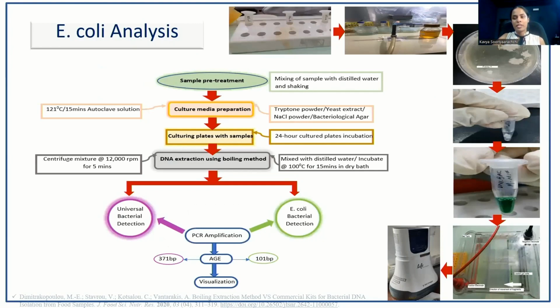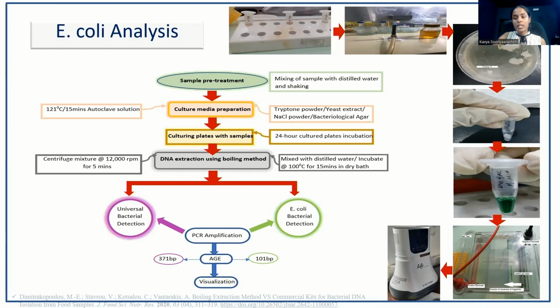When moving on to the E. coli analysis part, it was carried out by first the sample pre-treatment, after which samples were stored at -20 degrees until later use. Then the LB agar culture media was prepared, poured into petri dishes, and allowed to settle and cool. After this, equal amounts of the pre-treated samples were cultured in these separately prepared petri dishes, and the bacteria were allowed to grow by incubating for 24 hours. Once the bacteria were grown, the bacterial colonies were identified by the naked eye and separated carefully, and the bacterial DNA was extracted using the boiling method.